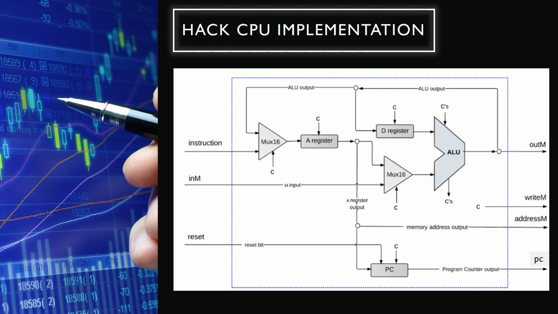Moving to the program counter, its main function is to take care of the jump bits, which are the last three bits of any instruction.